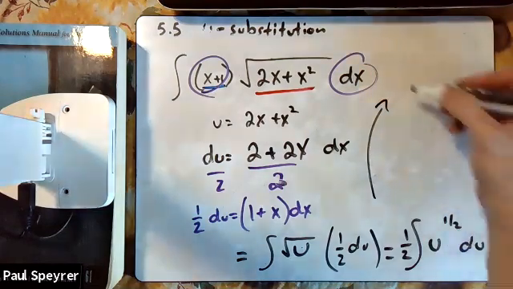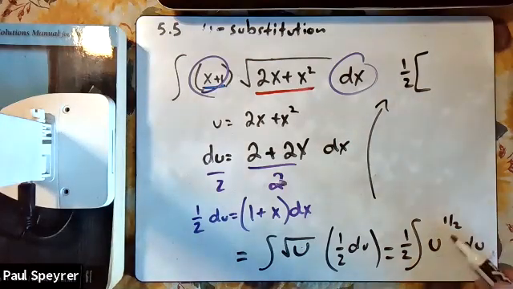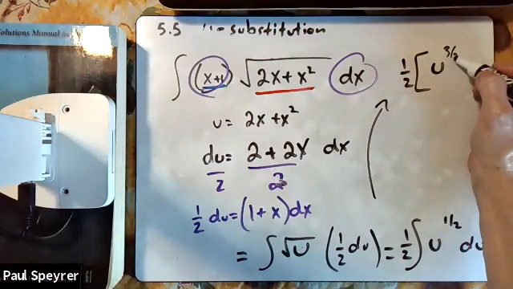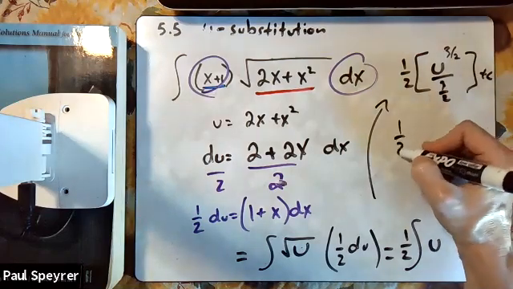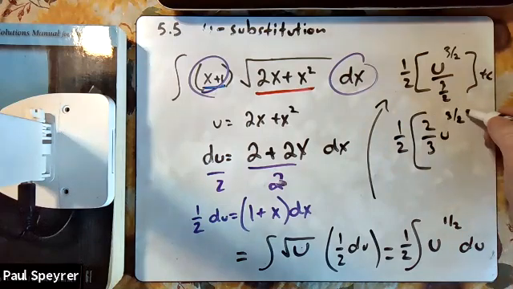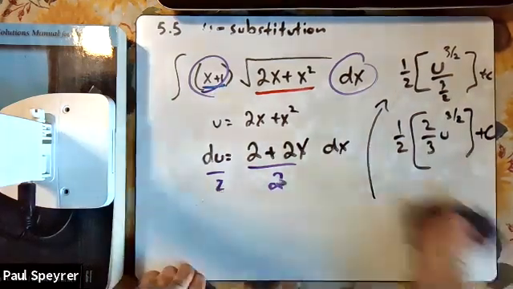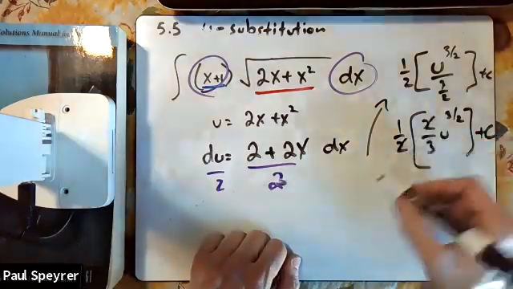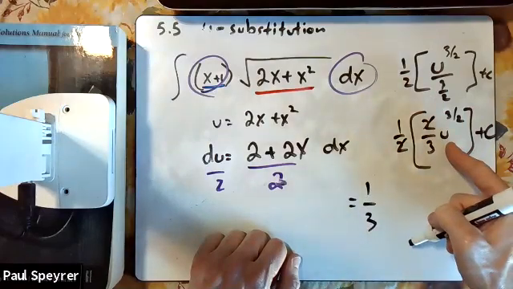So if we integrate this, it's just basic power rule of antiderivatives. This is u to the, what is it, 3/2 over 3/2, right? Plus c. But then that's just 1/2 and then 2/3 u to the 3/2 plus c. And then we keep going, right? Like we can knock these 2's out. So we have 1/3.